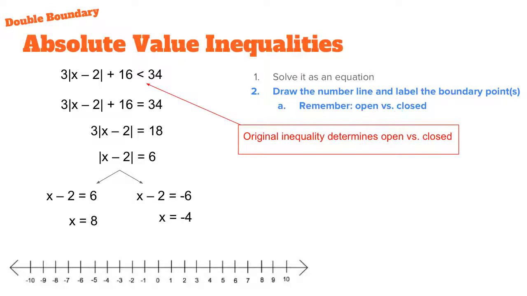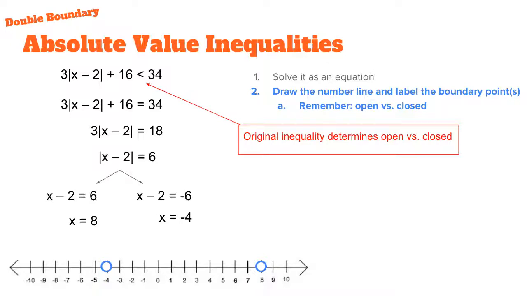As you put those points on the number line, we have to remember to think about open versus closed. So an open circle means that we are not actually equal to that boundary point, but a closed circle would mean that you can actually equal that boundary point value. And that's all based upon your original inequality statement. In this particular case, it's a less than symbol. There is no or equal to, so our boundary points should be labeled with an open circle.